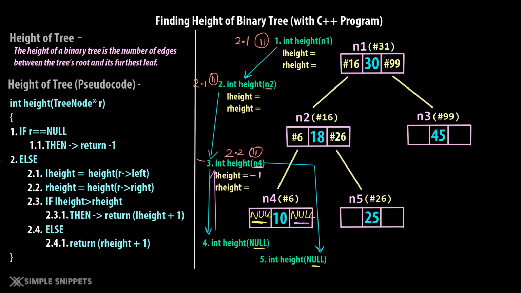Now when you start with the execution of this fifth function call, which we passed null inside, this R becomes null.